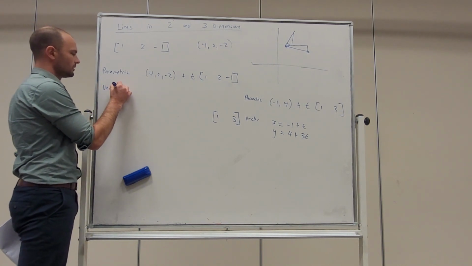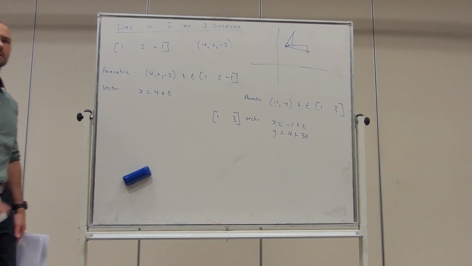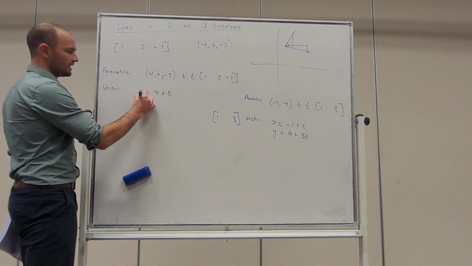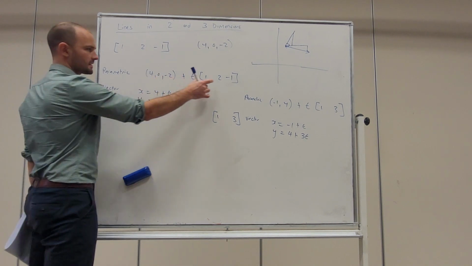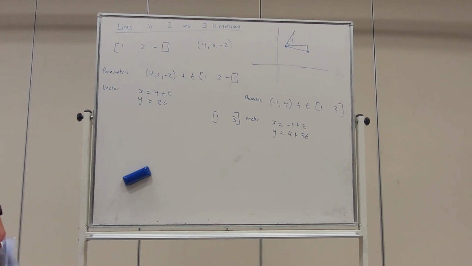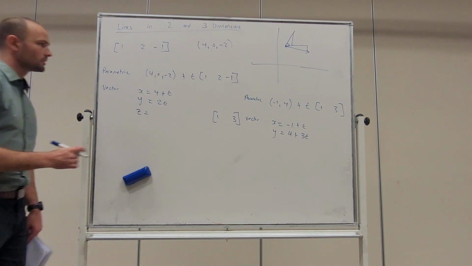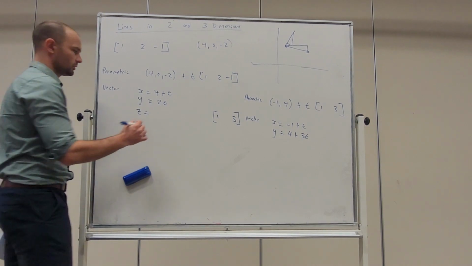Here's the vector. We would have x is 4 plus t. We would have y is 0 plus 2t. So we'll just write y is equal to 2t. And we would have z equals, we'll have -2 take away t.